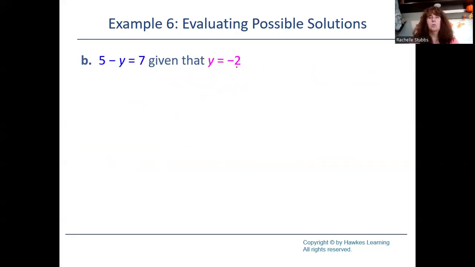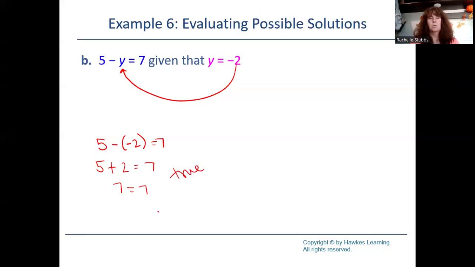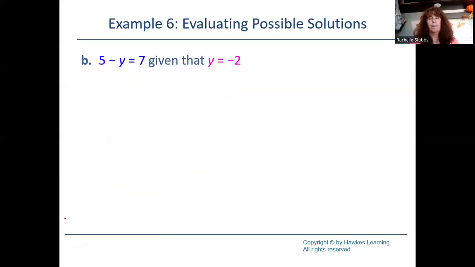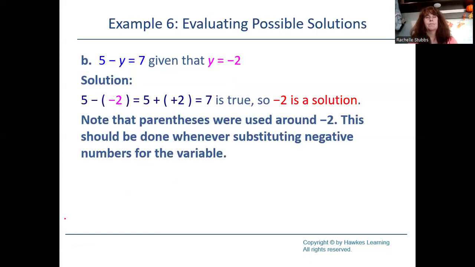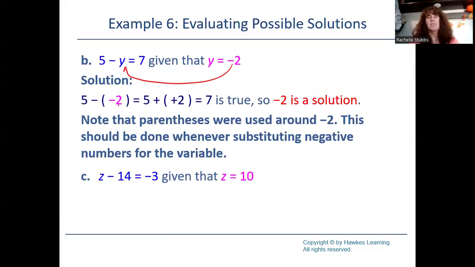Here we go. 2 is being substituted into the game. So 5 minus, instead of y, it's a negative 2. Well, if I rewrite 5 to a plus and change that to its opposite sign, the 7 equals 7. Yes, true. Okay. Whenever you substitute a negative number, like I was substituting a negative 2 into here, it's best to go minus and then have the negative in parentheses so you don't lose your negative, okay?